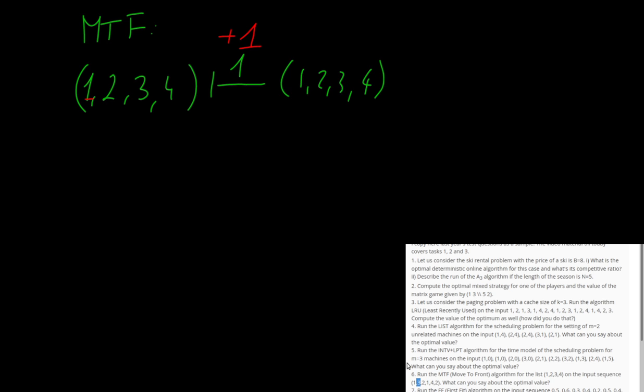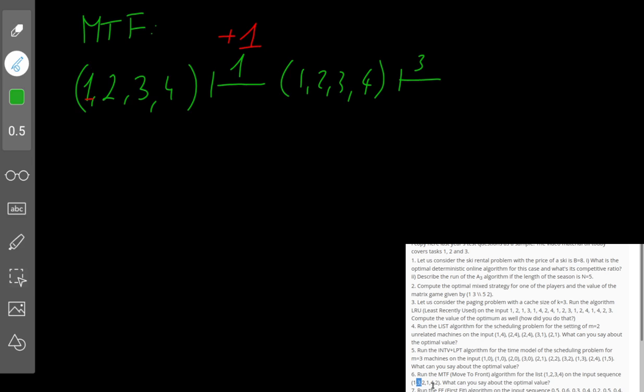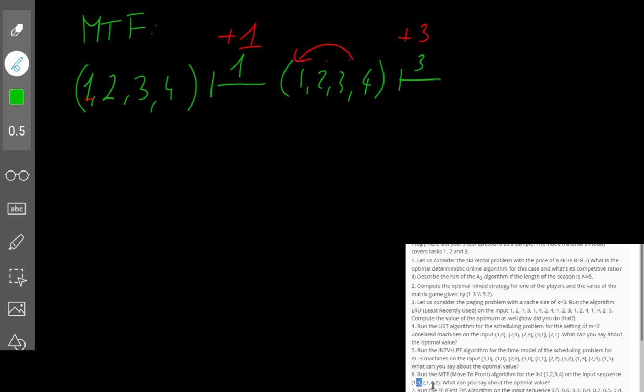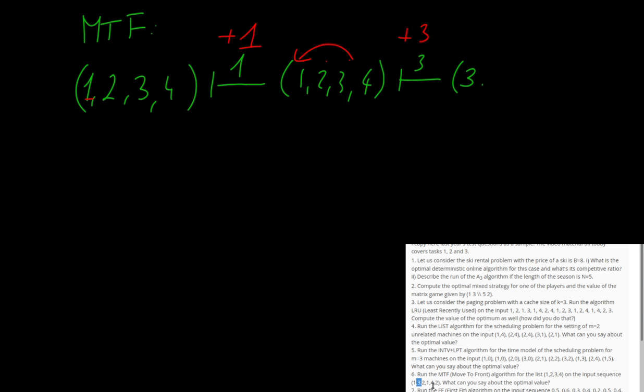Okay, let's do this. Then, what do I have? There is an access for the element 3. Now for the element 3, first this guy has a cost of 1, 2, 3 because it's the third element in the list at this point. And then the 3 gets moved to the front because that's what the move to front algorithm does. It just moves the currently requested element to the front of the list, and the order of the remaining elements remains the same.